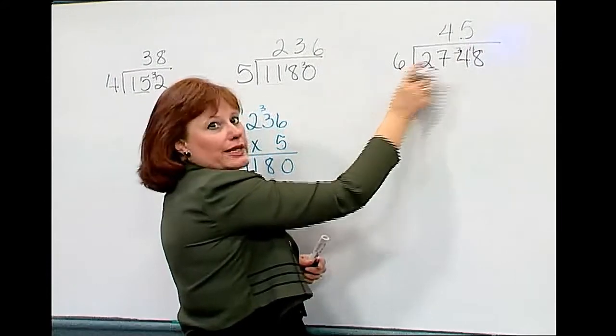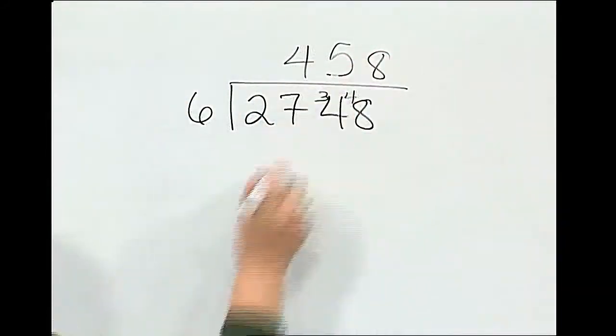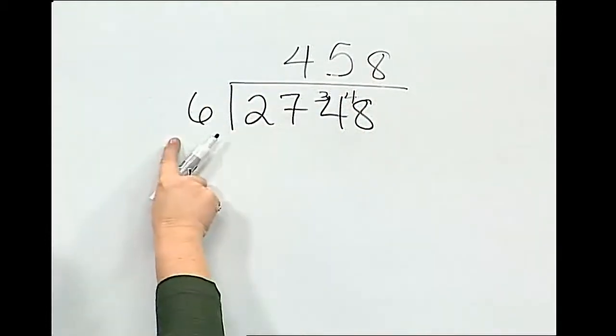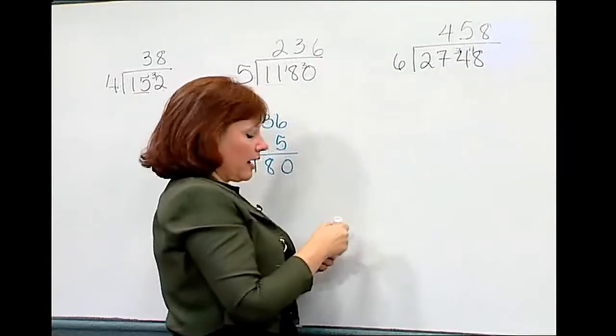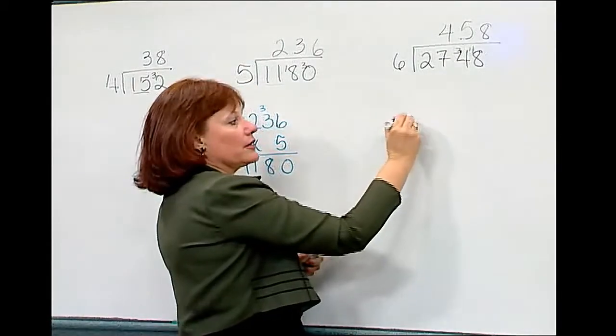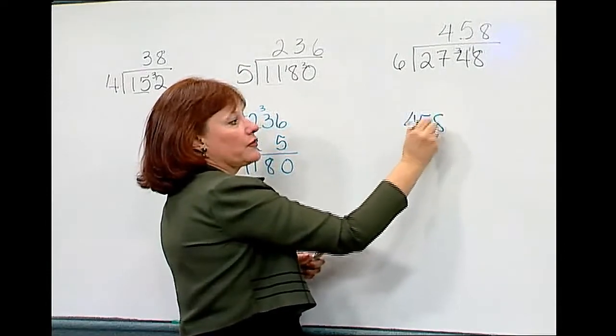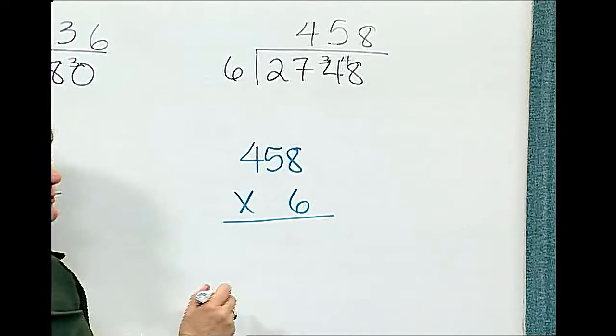Now I'm going to check my last pair of digits here. 6 goes into 48 8 times. So 8 times 6 is 48 exactly. Again, I'm going to want to check my work and make sure that I've done this process correctly. So I'll take the quotient, 458, and multiply it by the divisor, 6.